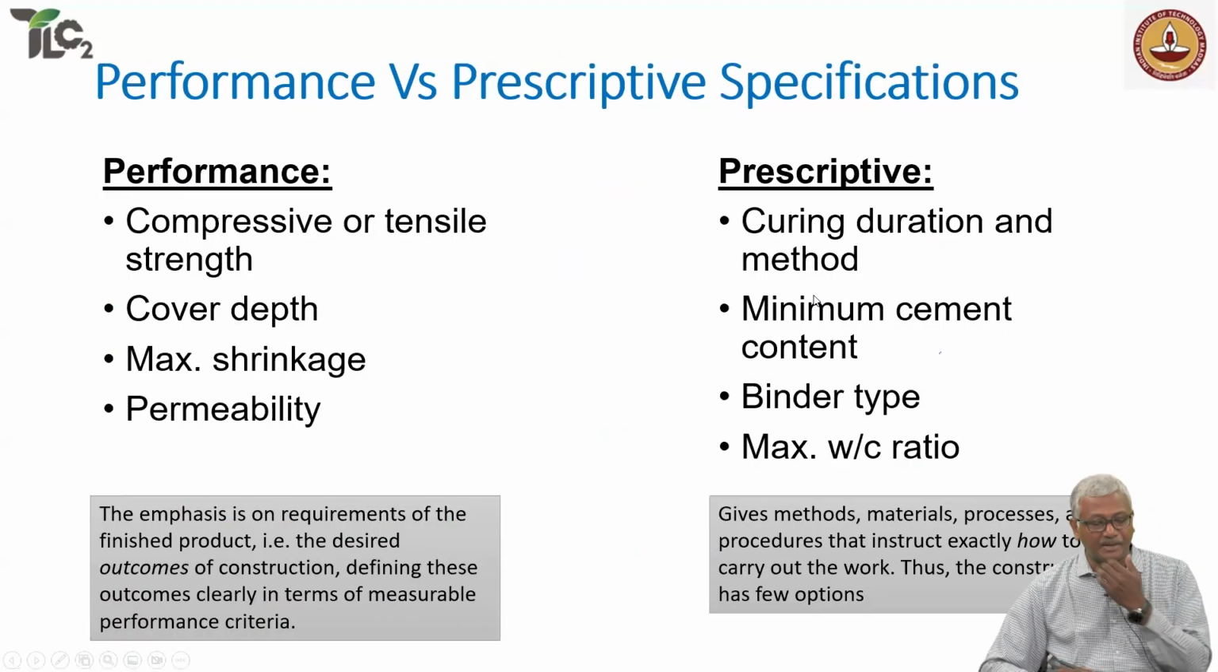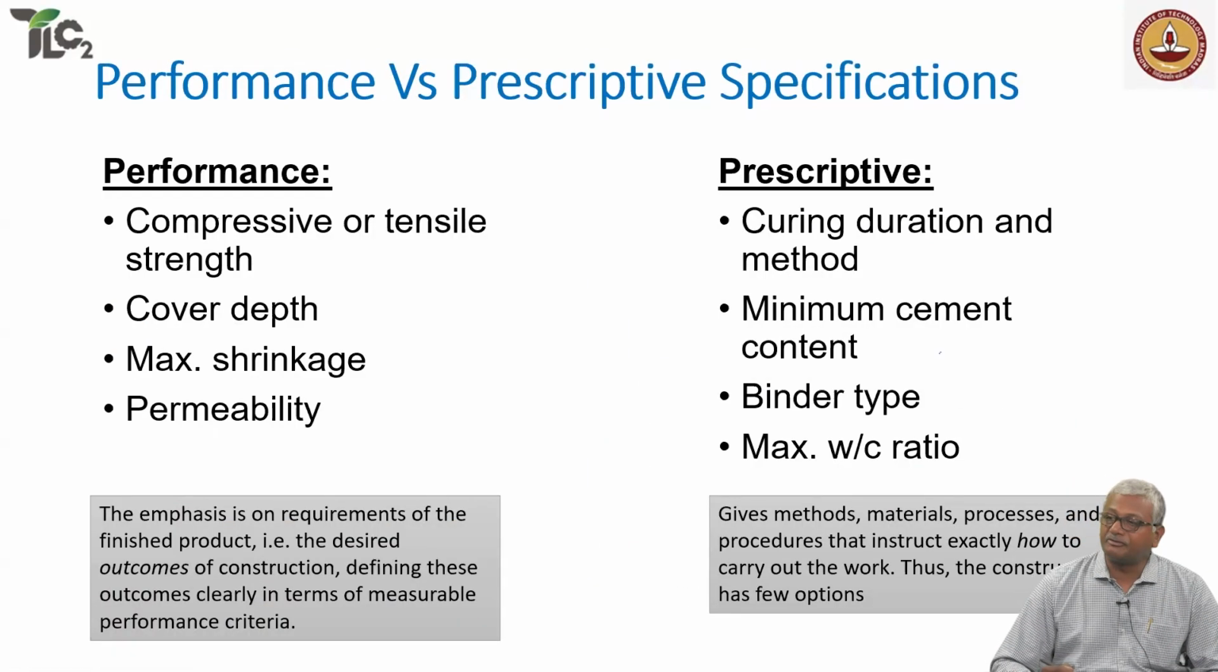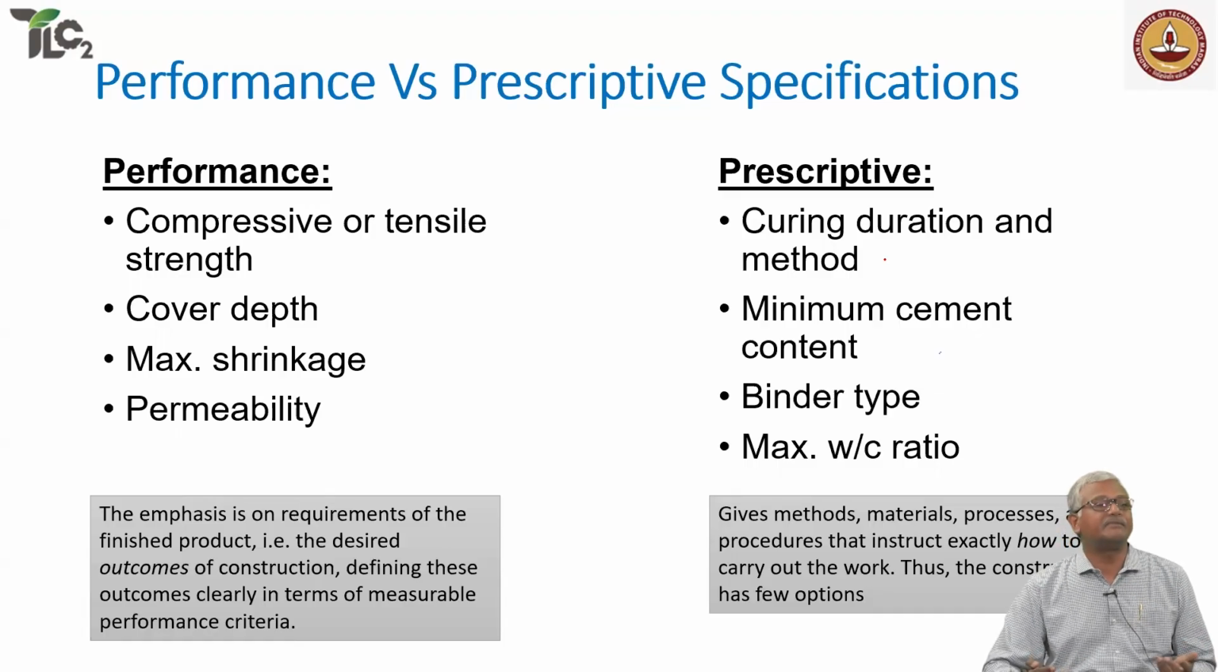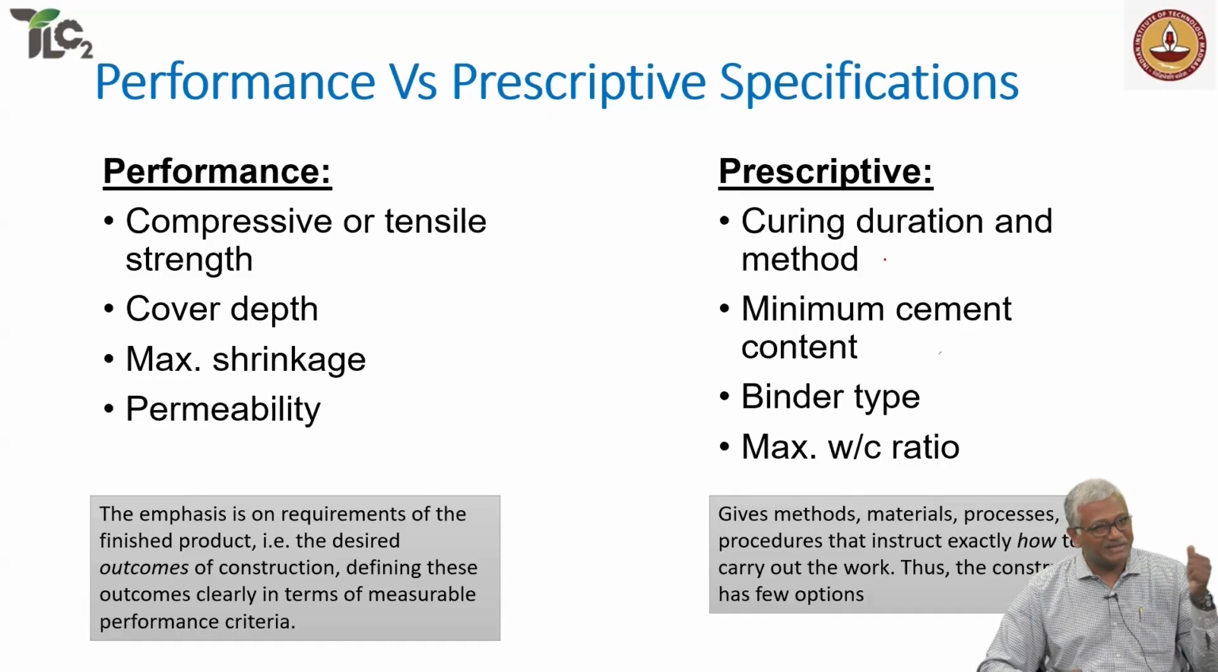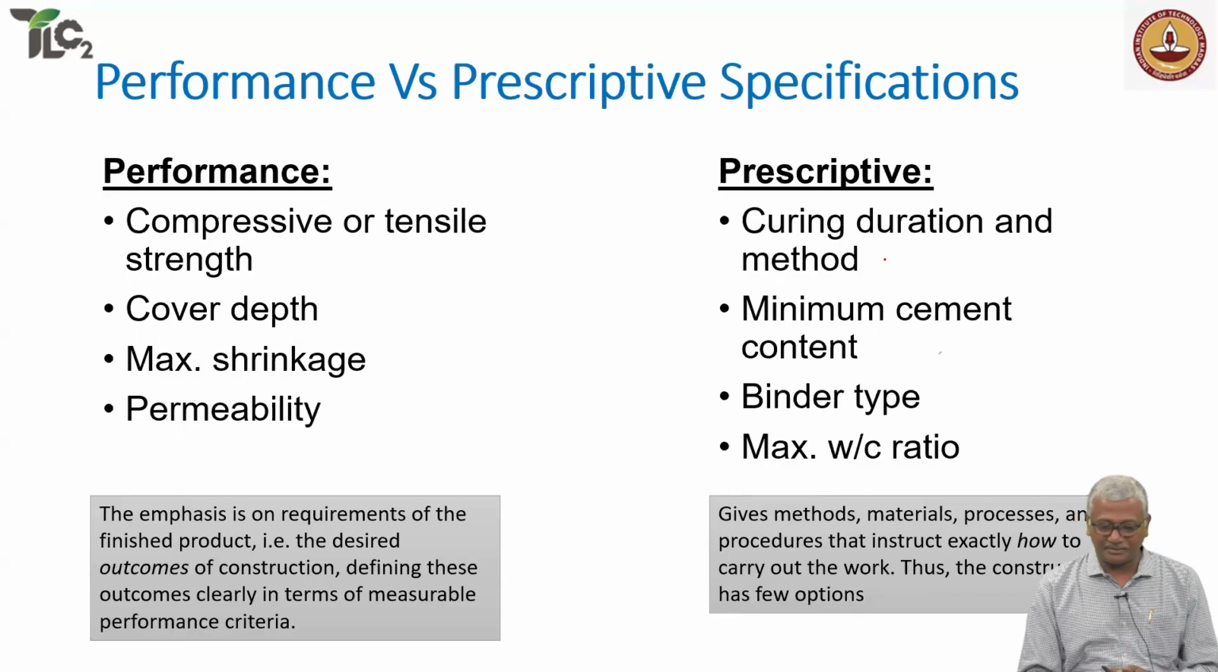So just to give you some examples, if you look at prescriptive specifications, you have your curing duration and method. Let's say somebody says you use ponding for 7 days or wet Hessian curing for 14 days. That's basically a prescription. Okay, performance is whether people actually do it on site or not. Very often you may have seen structures where the Hessian is on the concrete, but it's not wet. What is the point of curing like that, right? So that means what is on paper did not get translated to the site.